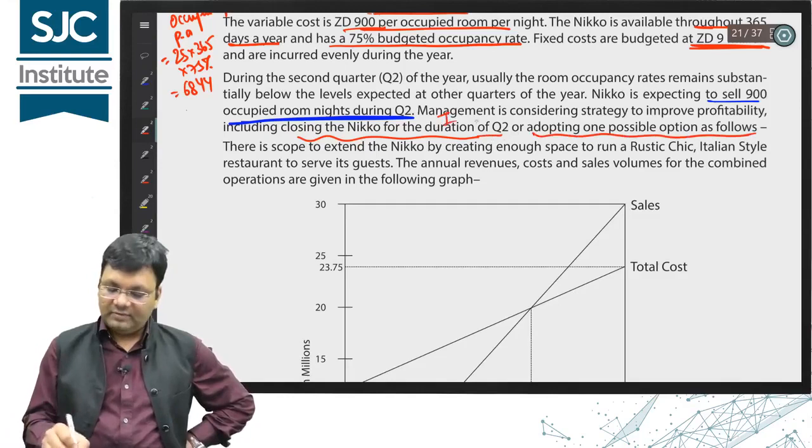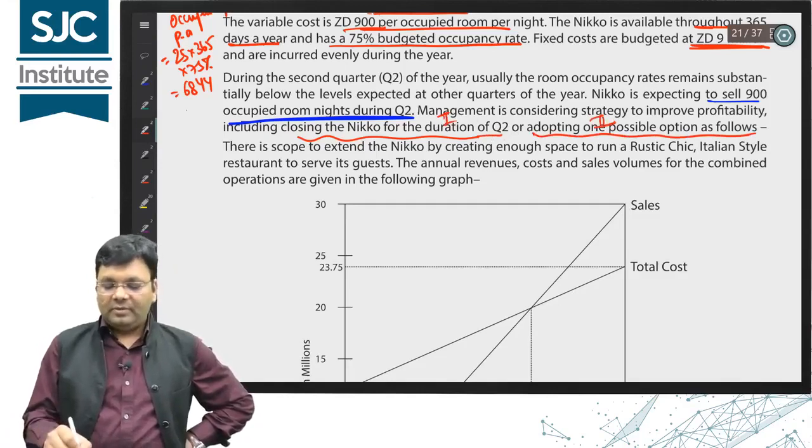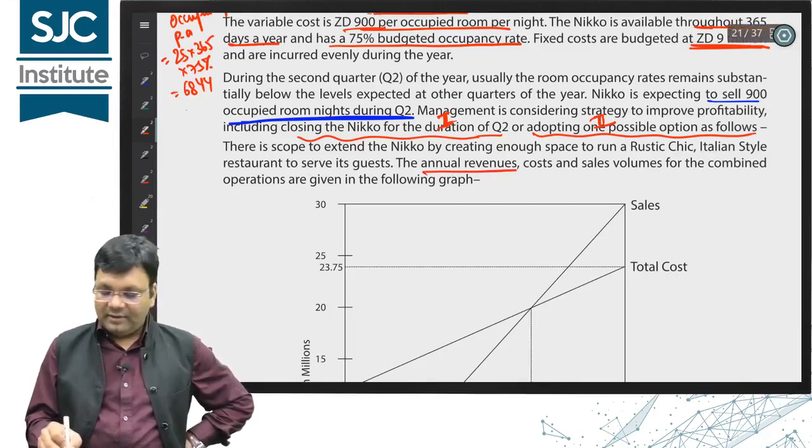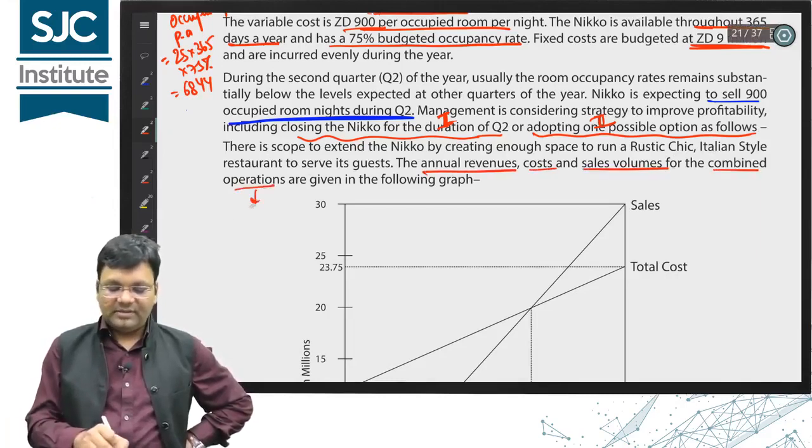There are two things, 1 and 2. You may close it or you may continue. Adopting one possible option as follows: there is scope to extend the Nikko by creating enough space to run a rustic Czech Italian style restaurant to serve its guests. The annual revenues, costs and sales volume for the combined operations, meaning present plus new restaurant, are given in the following graph.